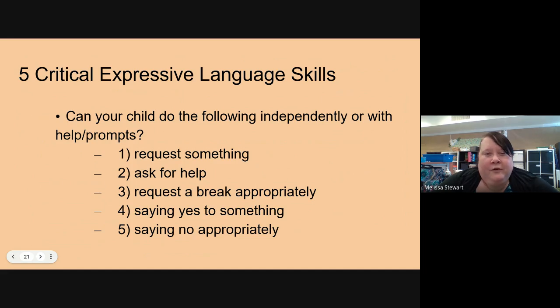There are 5 critical expressive language skills that we want to think about when we want to help our children to do something more independently, with or without help or prompts. 1, can they request something? 2, can they ask for help? 3, can they request a break appropriately? 4, saying yes to something, and 5, saying no to something.